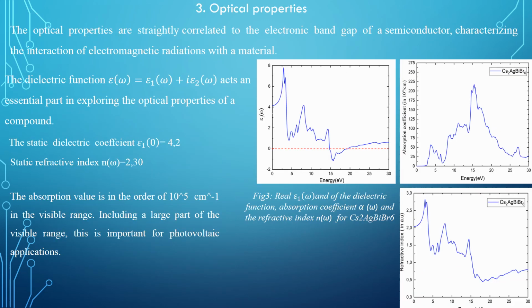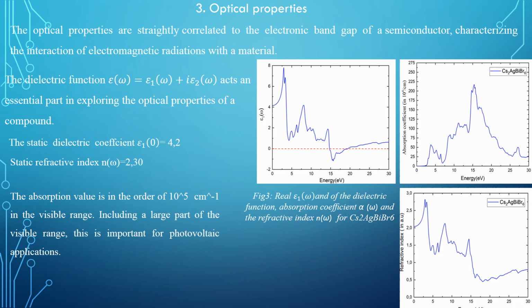The optical properties are strongly correlated to the electronic band gap of a semiconductor, characterizing the interaction of electromagnetic radiation with a material. The dielectric function, as shown, acts as an essential part in exploring the optical properties of a compound. Figure 3 shows the real part of the dielectric function, absorption coefficient and the refractive index.